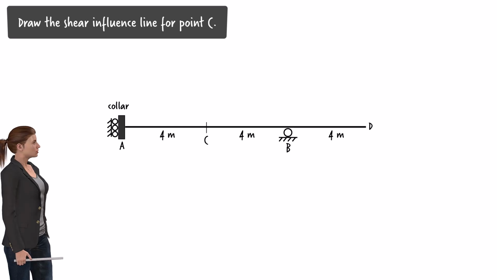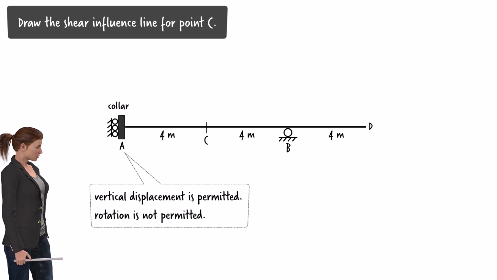Our objective is to draw the shear influence line for this beam qualitatively. The beam has a collar at the left end. This support type allows vertical displacement, but no rotation at A.